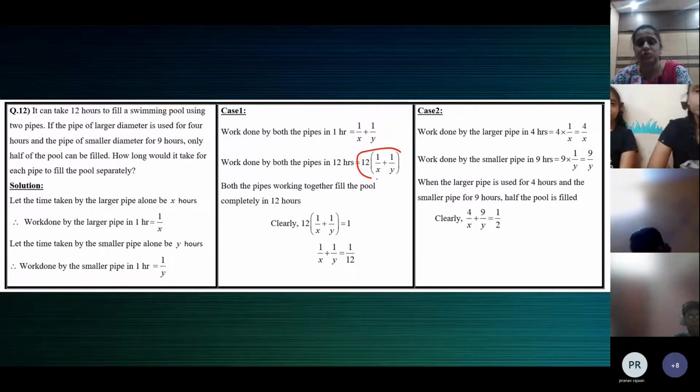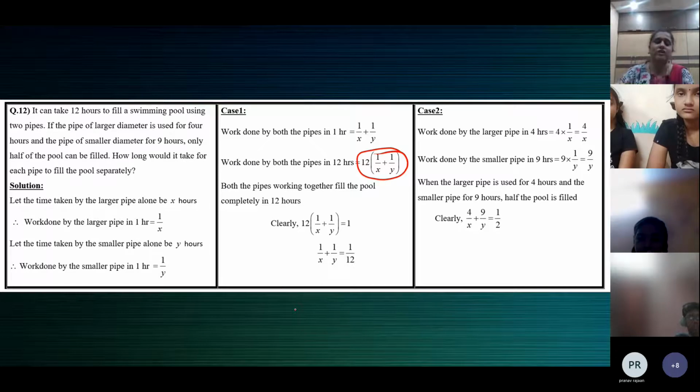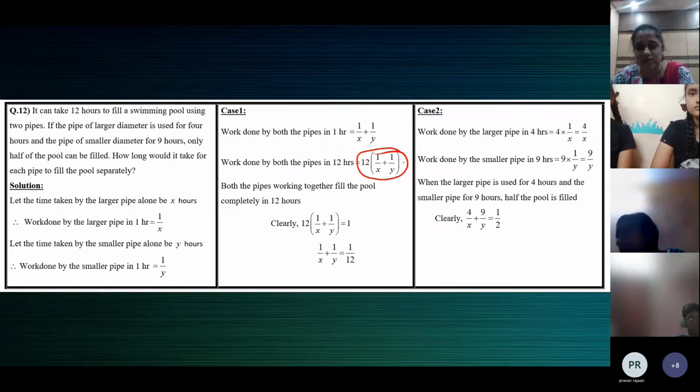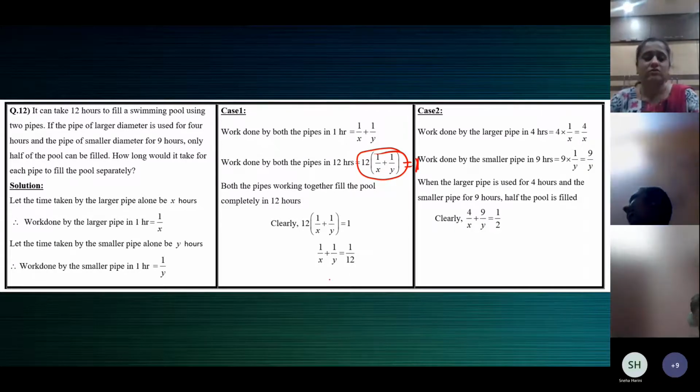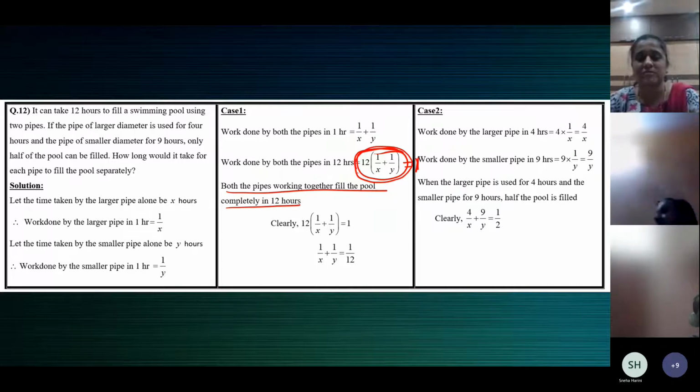Here, when both the pipes work together for 12 hours, the pool is completely filled with water. So that means this fraction is 1. This is equal to 1. Both the pipes working together fill the pool completely in 12 hours. So this is their 12 hours combined work.